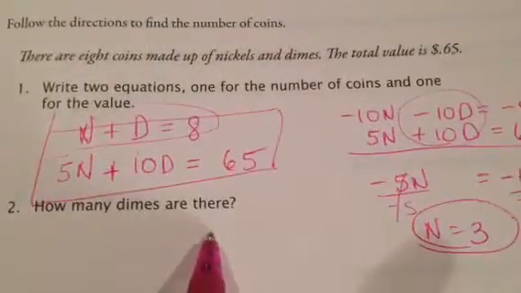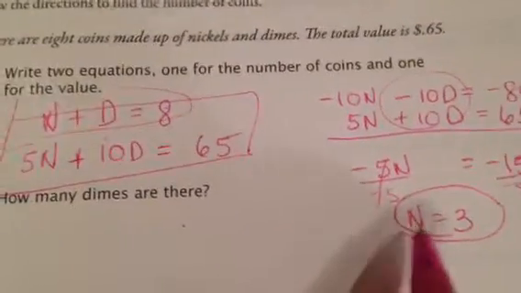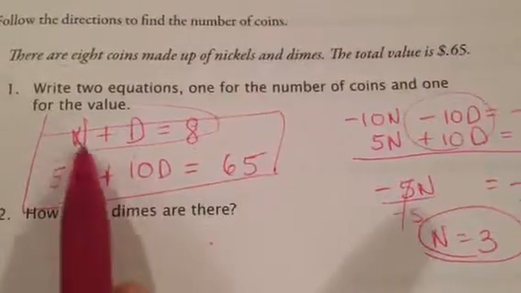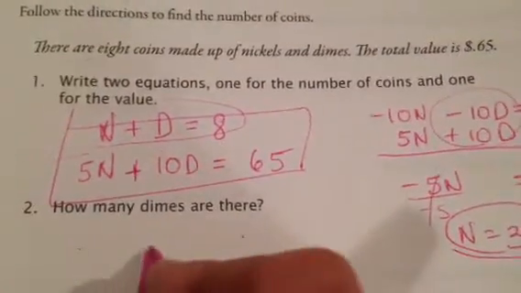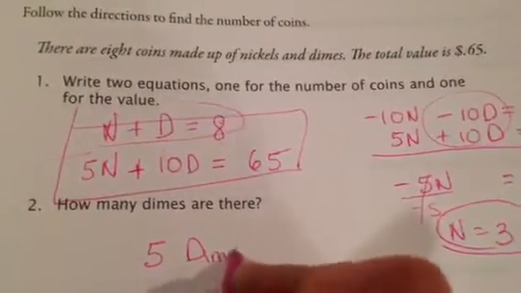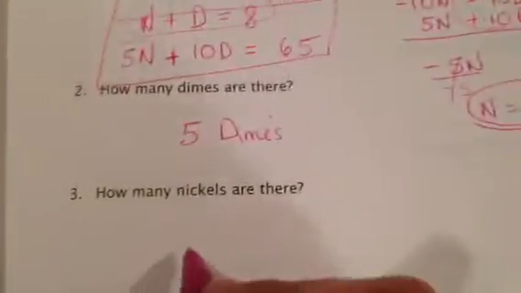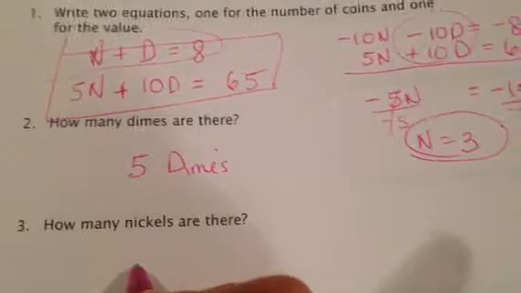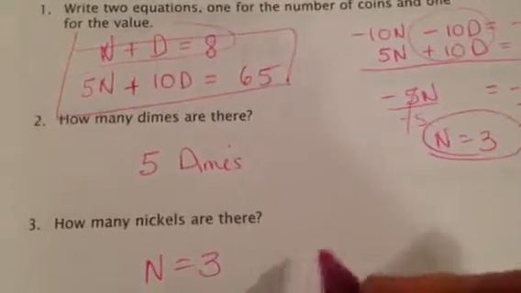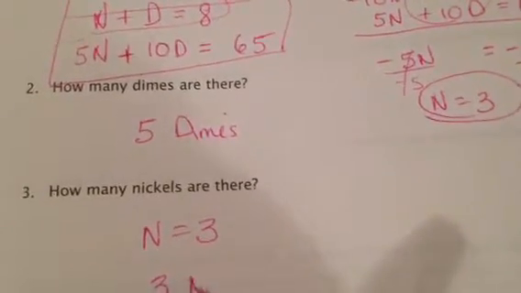Now look at here. It says how many dimes are there? This is the n. So I know there's 3 nickels. If there's 3 nickels, then hopefully you can see that there has to be 5 dimes. And then number 3 says how many nickels are there? Well, we already found that. So you can either say there's 3 nickels, or you can say n equals 3. Or you can say there are 3 nickels. I don't care how you write out your answer.